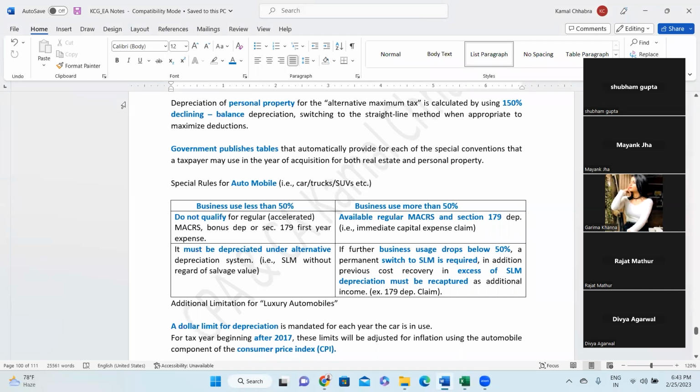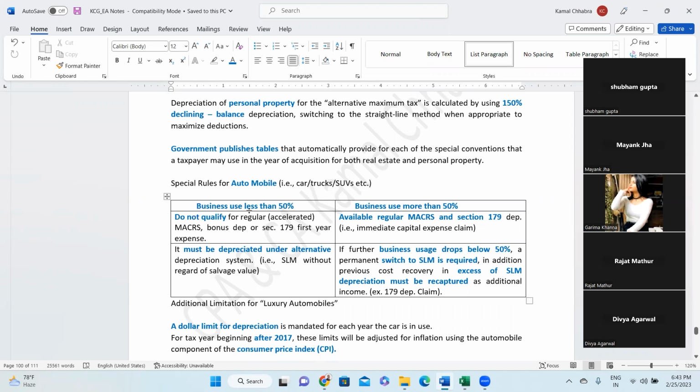So government published this table that automatically provides for each of the special conventions that a taxpayer may use in a year of acquisition for both real and personal property. Every year, the government of the United States of America, or you can say IRS, publishes the table for the tax rates applicable for the respective category or class of assets. Special rules for the automobiles. Automobiles include cars, trucks, and SUVs.